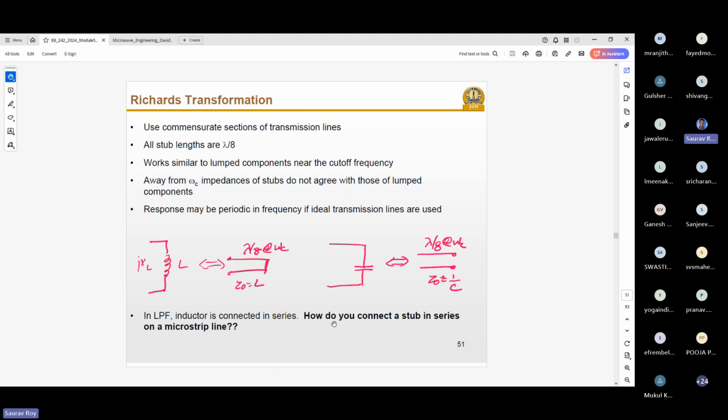You tell me that. That is what I am asking you. Do you think it is possible to connect in series? Just insert in place of L. Can you put this short circuit section, lambda by 8 section?